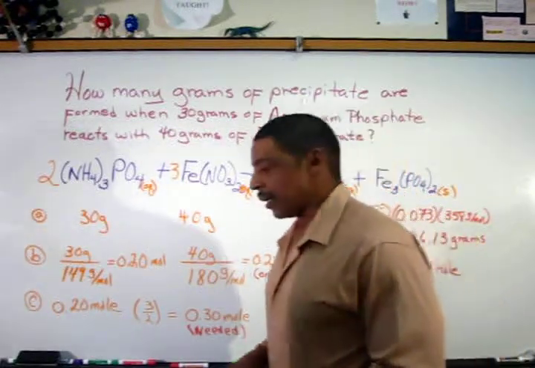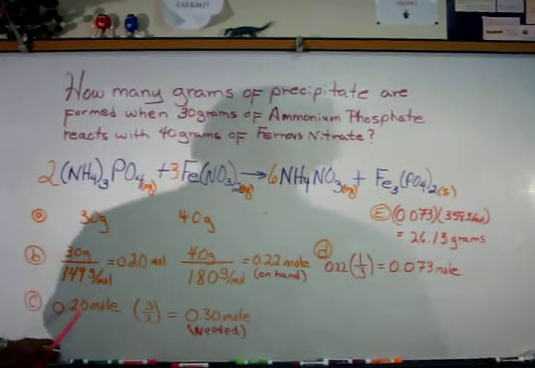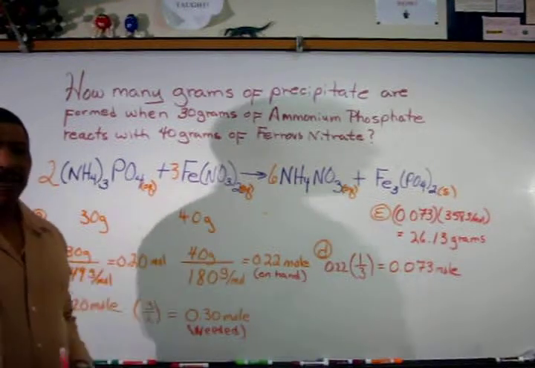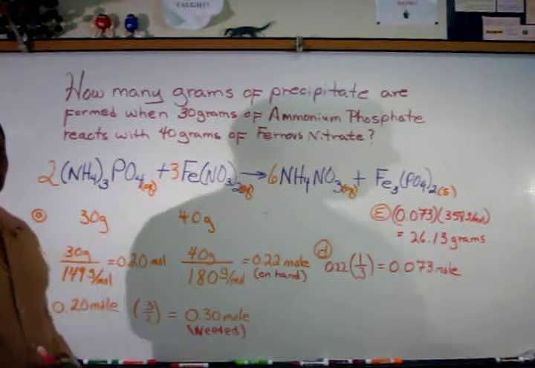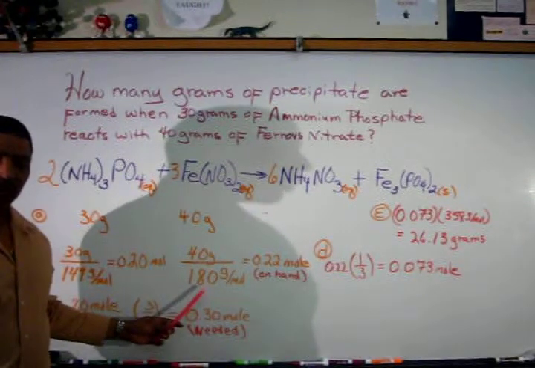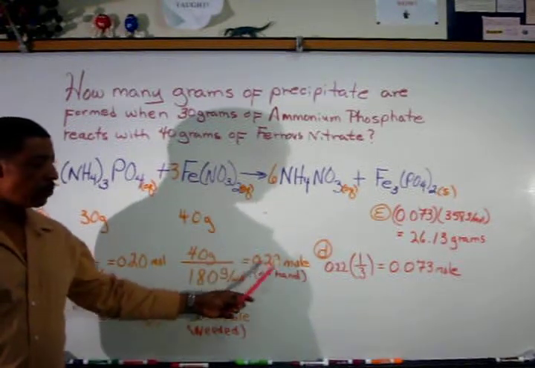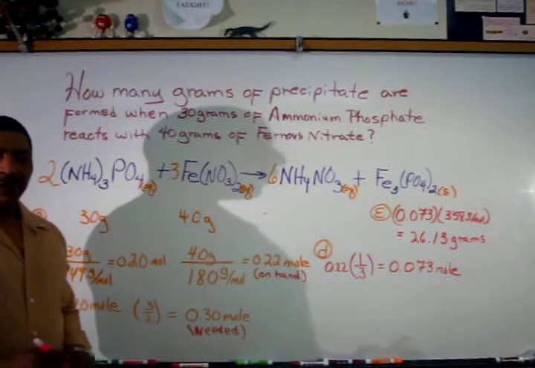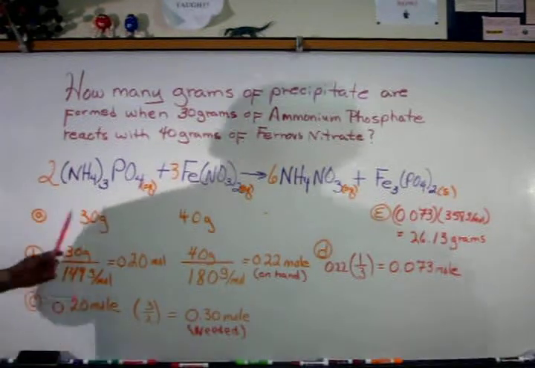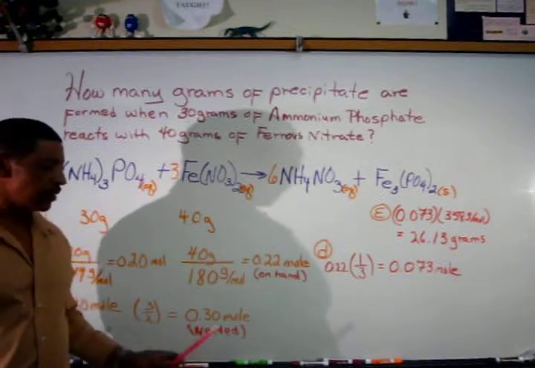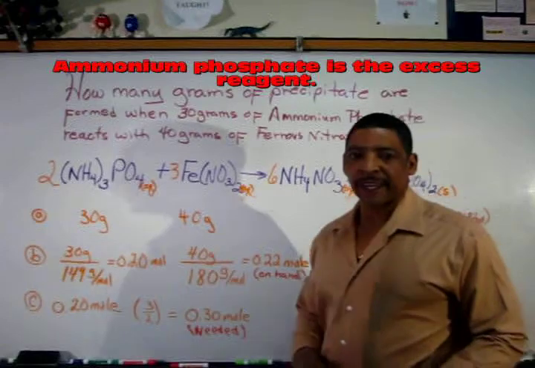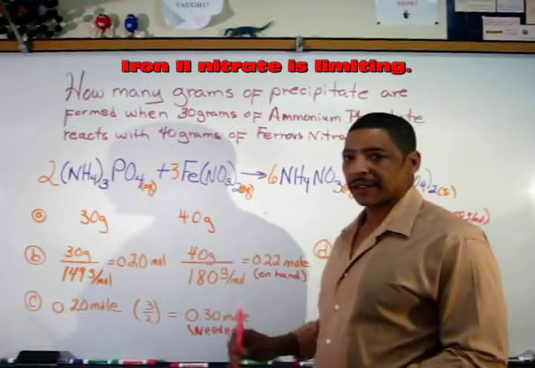Okay, what does that mean? It simply means that if 0.2 mole of the ammonium phosphate is available, I actually need 0.3 mole of the ferrous nitrate to completely consume this reactant. However, from a previous calculation, I know 40 grams, which was given, divided by 180 grams per mole, I only have 0.22 mole of the ferrous nitrate. This means that the ferrous nitrate is limiting because I need 0.3 mole based on the amount of ammonium phosphate. But I only have on hand 0.22 mole. So, in this case, the ammonium phosphate is in excess and the ferrous nitrate is limited.